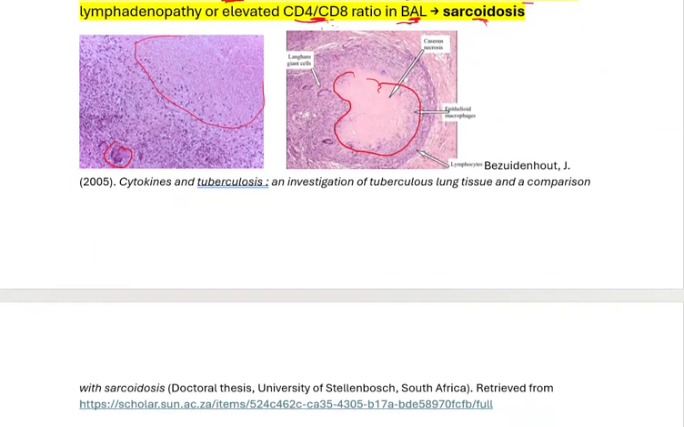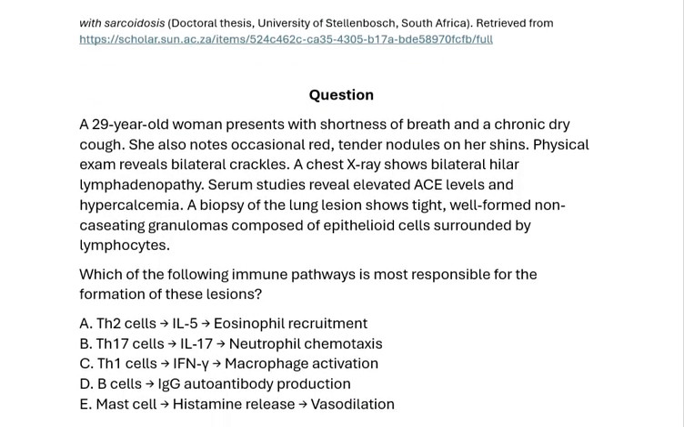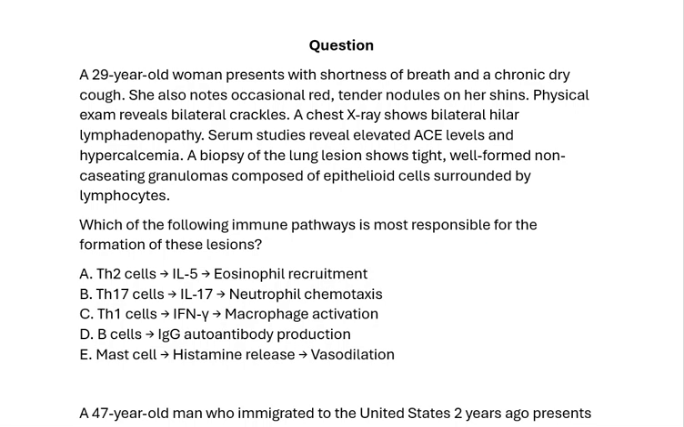So I think we've come to the end of today's lecture, but as usual, we're going to do some questions together. So let's look at the first question. A 29-year-old woman presents with shortness of breath, right, and a chronic dry cough. She also notes occasional red tender nodules on her shins. Physical examination reveals bilateral crackles. We did a chest X-ray. It shows bilateral hilar adenopathy, right? Bilateral hilar adenopathy. The serum studies show elevated ACE level and hypercalcemia.